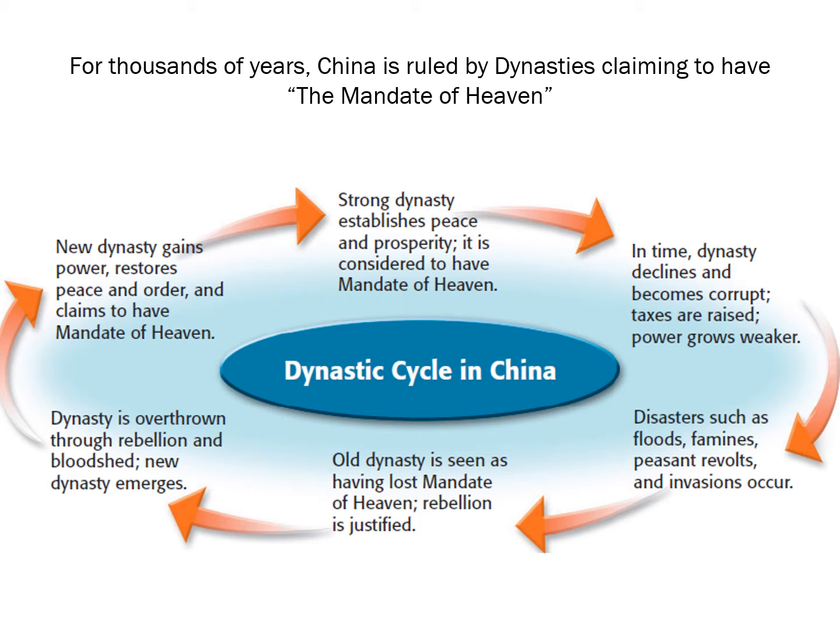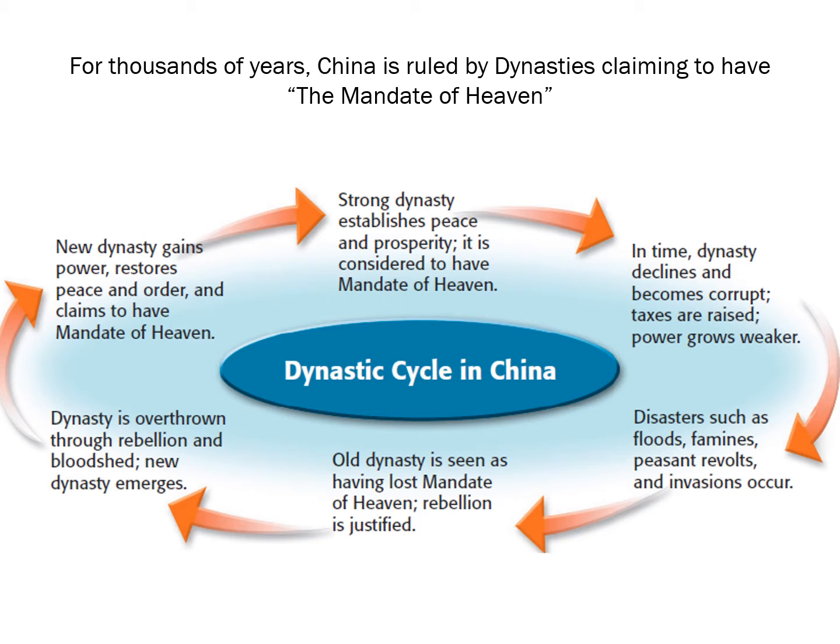And the dynastic cycle always has this cycle: beginning the mandate, achieving the mandate, losing the mandate of heaven, falling into a civil war until someone else is able to reclaim a new mandate from heaven after an armed rebellion and considerable time of bloodshed. Basically, a new dynasty gains power, restores peace and order, and claims a mandate. A strong dynasty establishes peace and prosperity, and is viewed to have a mandate of heaven.